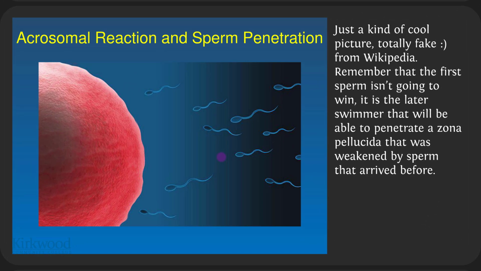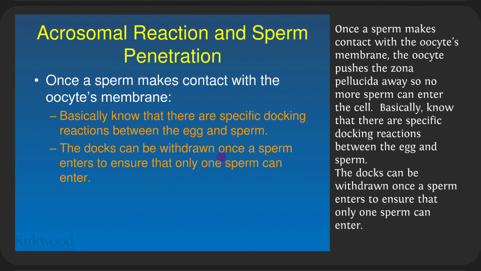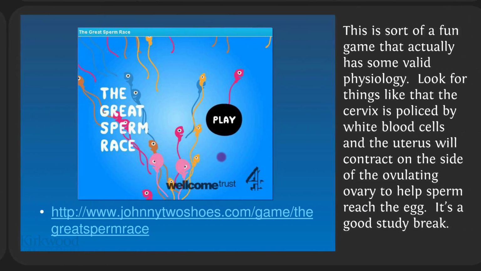Kind of a cool picture, totally fake from Wikipedia. But again, remember, the first sperm isn't going to win. It's the later swimmer that's able to penetrate the Zona Pellucida that was weakened by the sperm that came before them. Once a sperm makes contact with the oocyte's membrane, the oocyte pushes the Zona Pellucida away, so no more sperm can enter the cell. So basically know that there's specific docking reactions here between the egg and the sperm. And once there's a docking, the docks are withdrawn, so other sperm can't penetrate the egg.